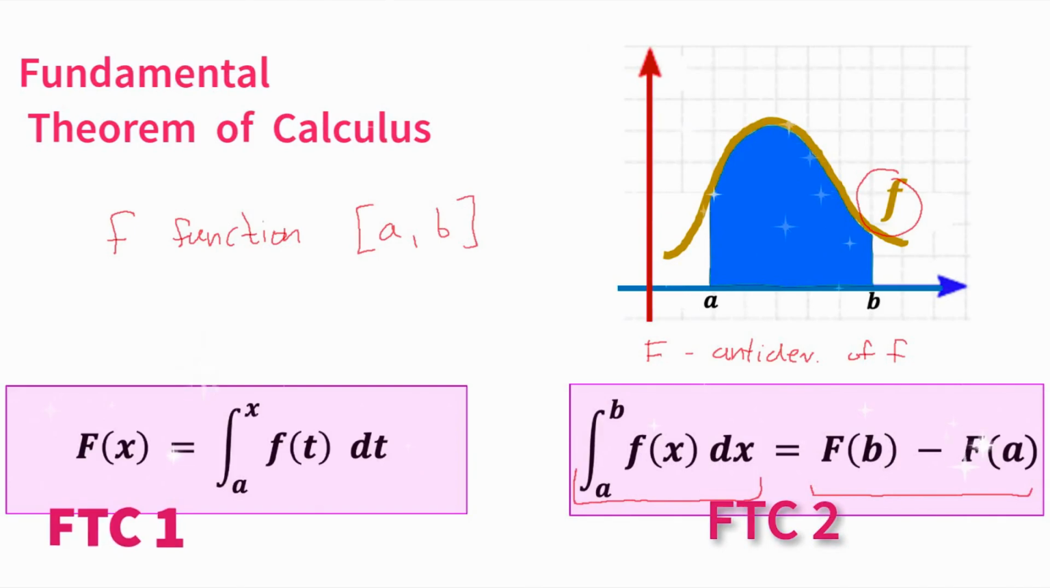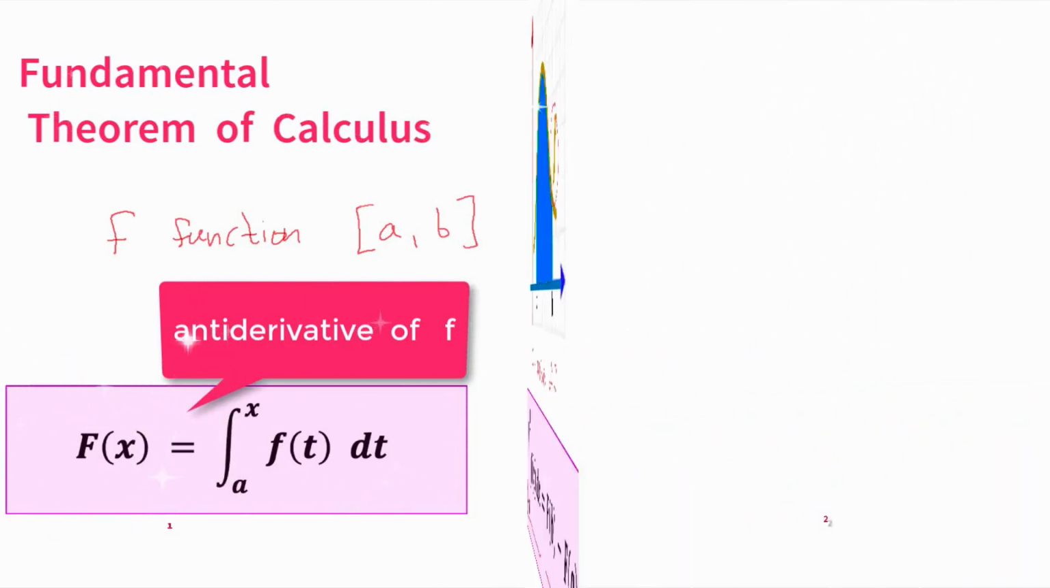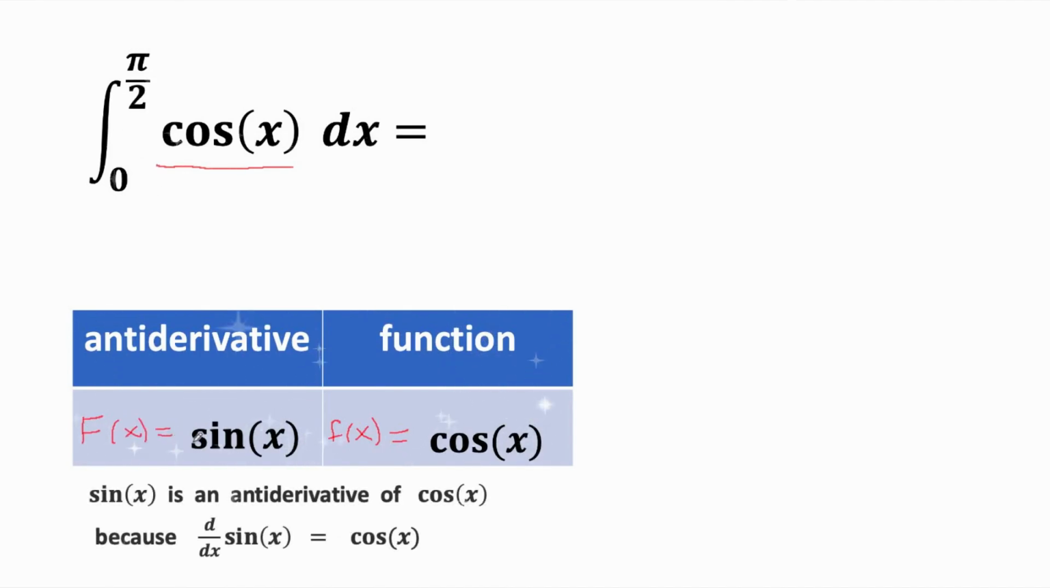Now the first part of this theorem gives us an explicit formula for this big function F, which is one antiderivative of the initially given function f. So here's an example. We'll be integrating the trigonometric function cosine. So the function f of x is the function cosine. One antiderivative of this function is the function sine x. So here's one antiderivative, and we'll use it to evaluate this definite integral.